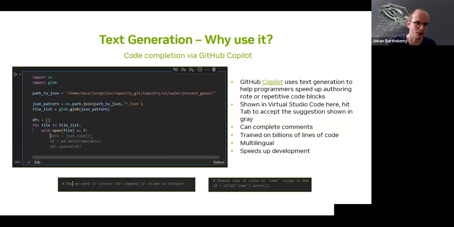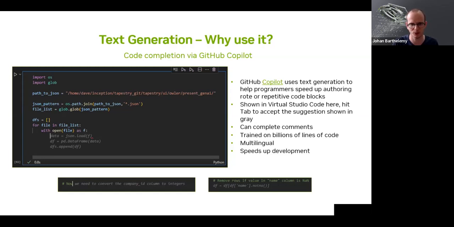One other example of where you can use it would be code completion, for instance. That helps every programmer out there. So you start typing your code, as you can see here with the first few lines. And then in gray, you've got some suggestions from Copilot. The AI understands that you want to open a file and load that into a Pandas data frame. So it just suggests the next line of code.